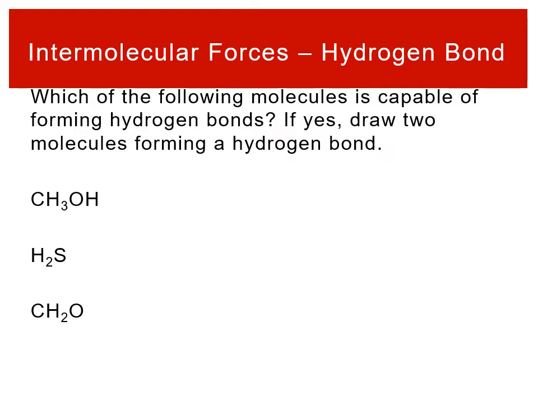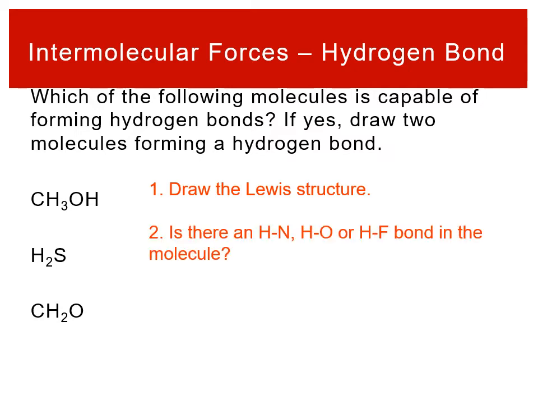If we want to know anything about intermolecular forces about a compound, we always want to start with drawing the Lewis structure. All properties are going to come from the molecule. We're interested in all these molecules together, but we need to know what one molecule looks like. What is the Lewis structure of that molecule? And then, is there an H-N bond? Is there an H-O bond? Or is there an H-F bond in the molecule? And if yes to that, then you can form hydrogen bonds.